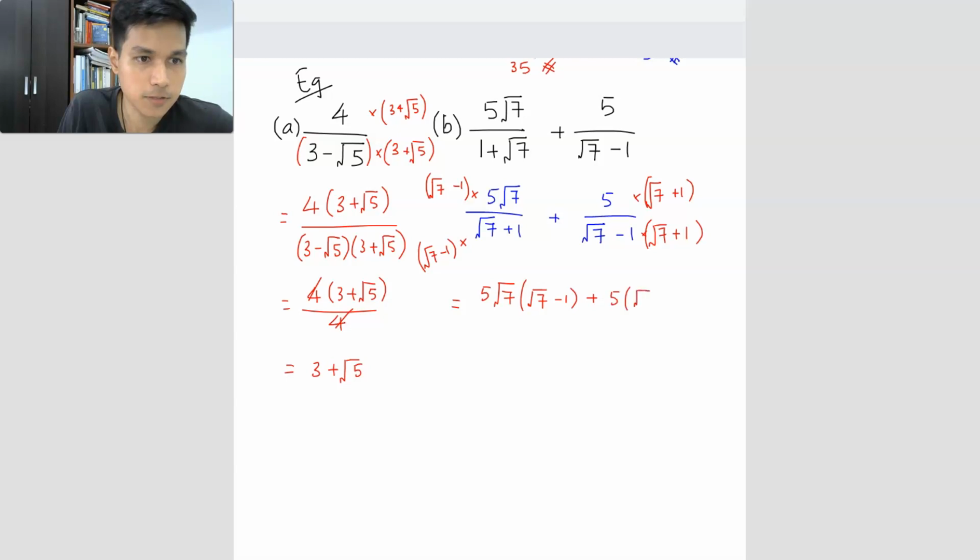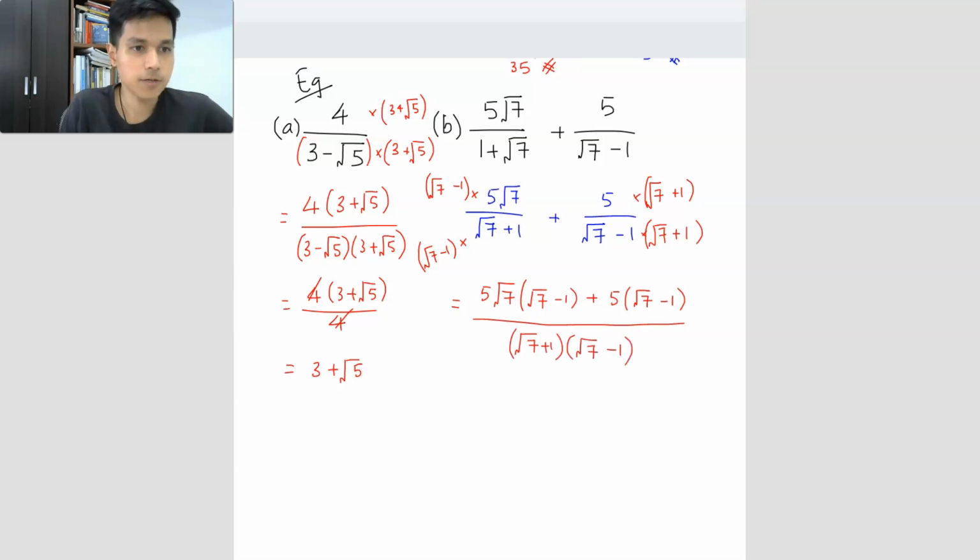5 times surd 7 minus 1 over surd 7 plus 1 times surd 7 minus 1. Okay, so now I can combine two of them because they are basically the same. Alright, so now we can expand. So you expand this, and here you expand.